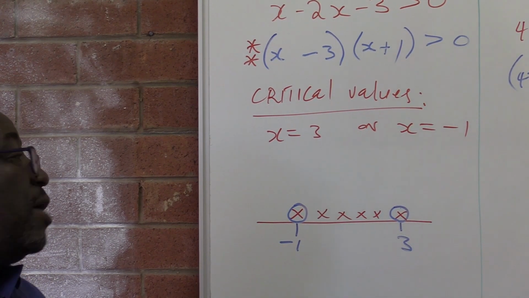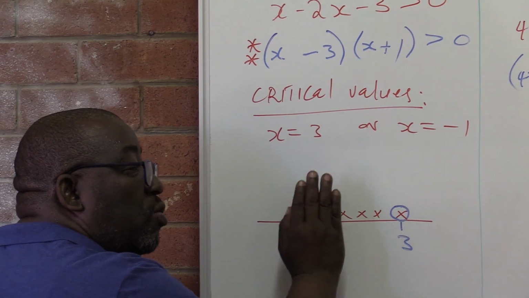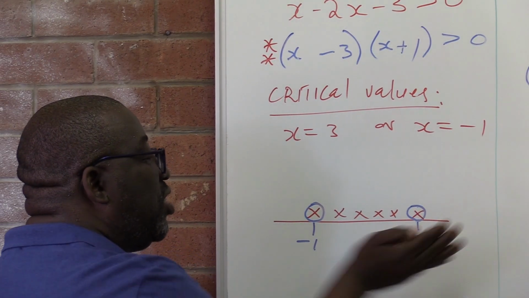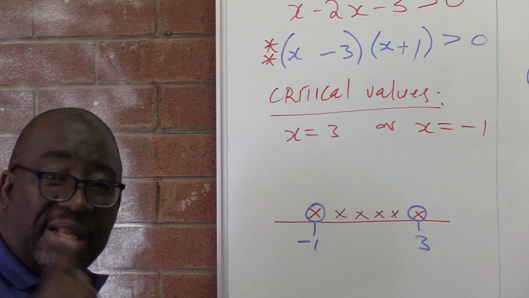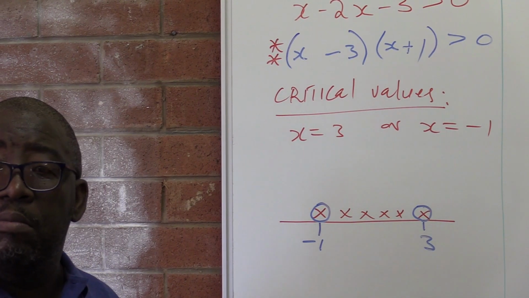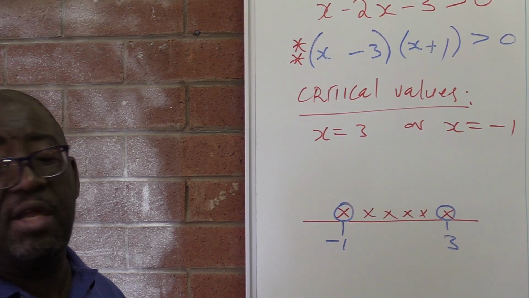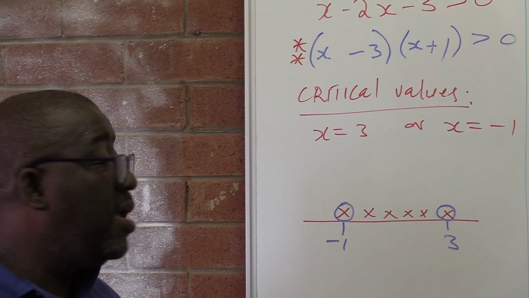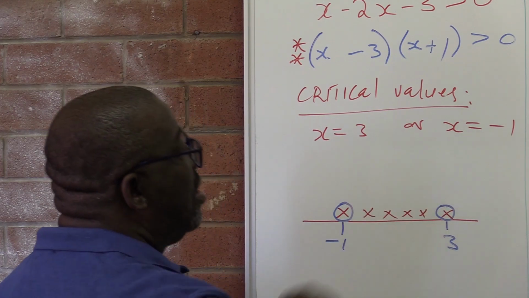Remember what I explained earlier? I said if this is not a solution, definitely this must be a solution, and this must be a solution. Let us test that principle. Take any number above 3. Let's take 4, or you can take 5, or whatever number you want to pick, as long as it is above 3.